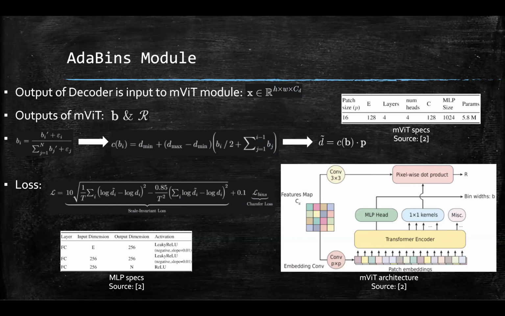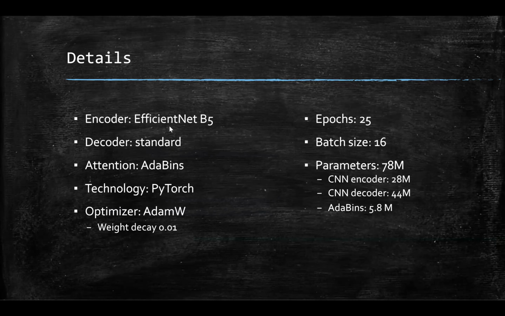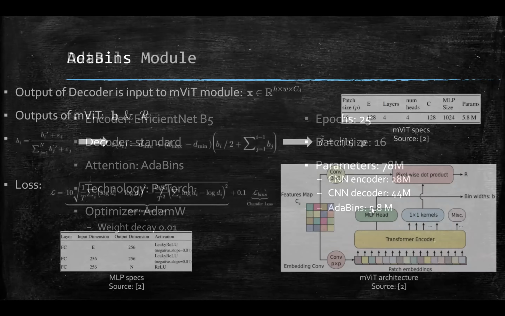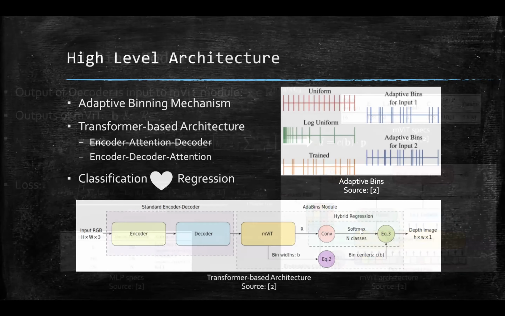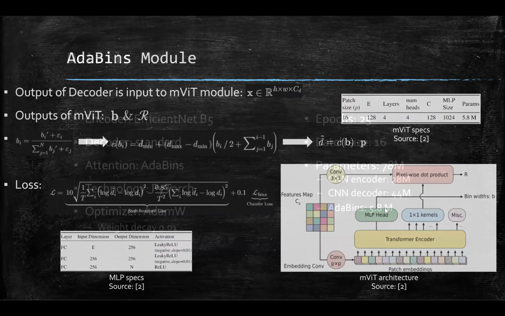Okay, about implementation details. The encoder, as we said before, is EfficientNet B5. The decoder is standard, nothing special here. The attention is important here. So it's the AdaBins model. It was implemented in PyTorch. They use a different optimizer, AdamW, with weight decay 0.01. They trained only for 25 epochs, used batch size 16. And the final model had 78 million parameters. And you can see the AdaBins model here had only 5.8 million parameters.